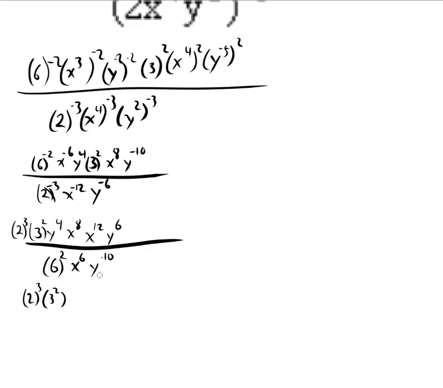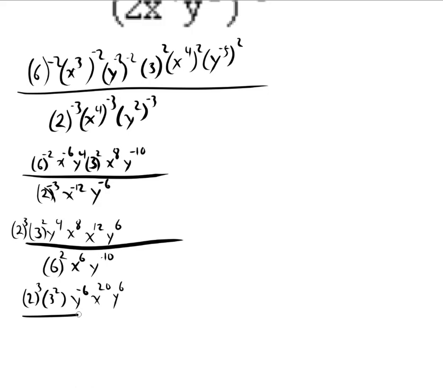So I have y to the 10th. y to the 4th minus y to the 10th is going to be y to the negative 6, right? I have x to the 8th. I could do the product rule here to put these together before I have to do this mess here. So x to the 8 plus 12 is x to the 20, right? x to the 20, y to the 6, right?